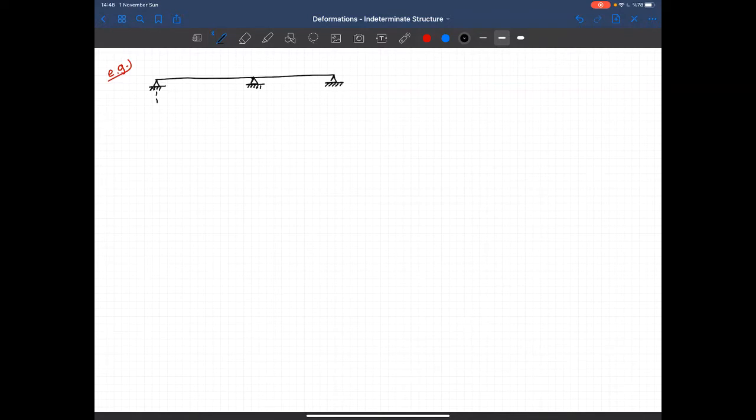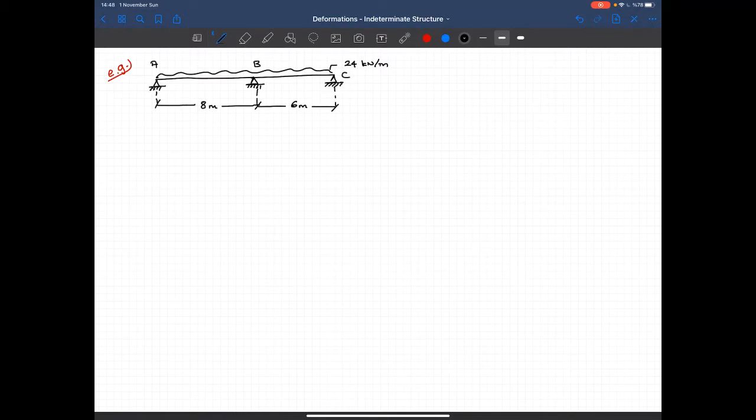Let's say that this length is 8 meters, and this length is 6 meters. I have a uniform distributed load. Magnitude is 24 kilonewton per meter. And let's call these points A, B, and C.